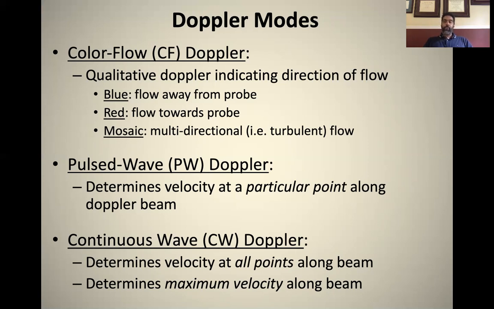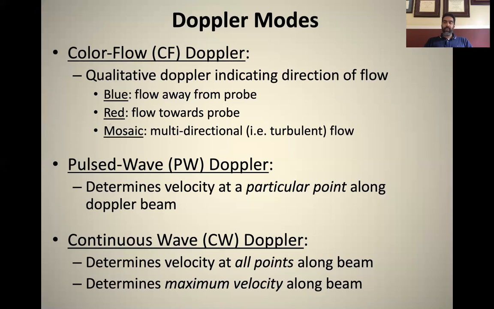It tells you the direction of flow. The way that I think pretty much all ultrasound machines are set up, if the color is blue, that is telling you that the flow is going away from the probe. If the color that you see is red, that's flow moving towards the probe. So it tells you direction of flow. It also tells you whether the flow is laminar, which would be single color, or if the flow is turbulent, which would result in a multicolor or a mosaic appearance to the color flow signature.